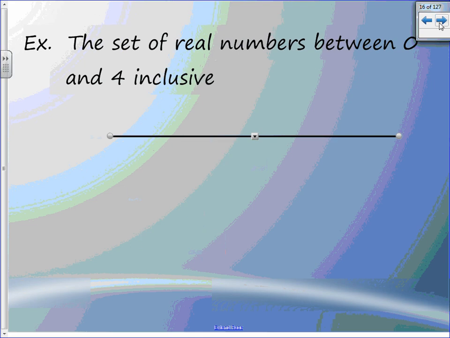So the set of real numbers between 0 and 4 inclusive. What do you think inclusive means?